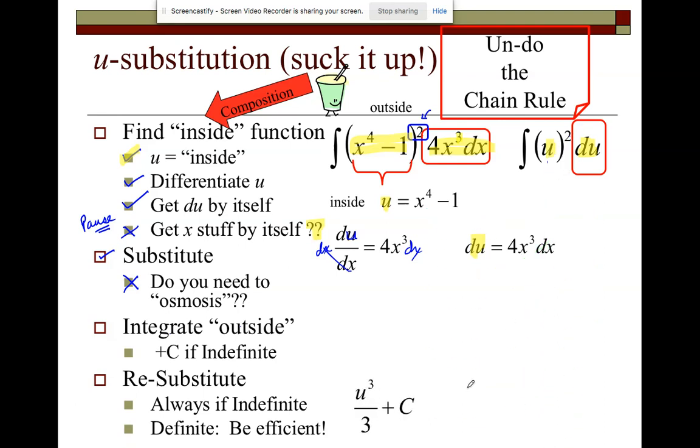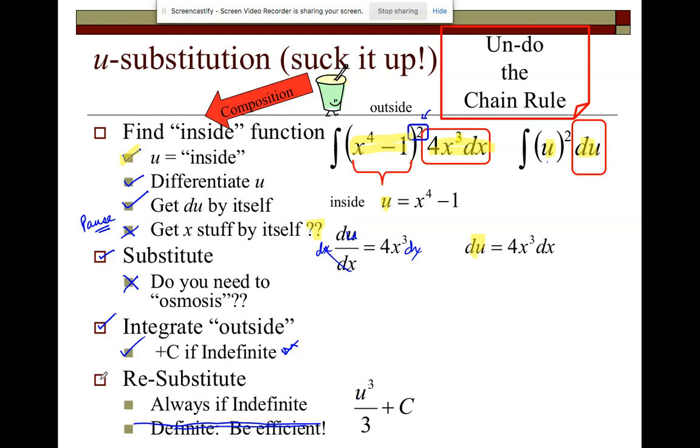Integrate u cubed du, and I get u cubed over 3. Because it was indefinite, I had a plus c. So I've done that step. I do not have a definite integral, so this does not apply to our example. But I integrated the outside function correctly using the power up, divide by the power up rule. Now it's time to resubstitute.